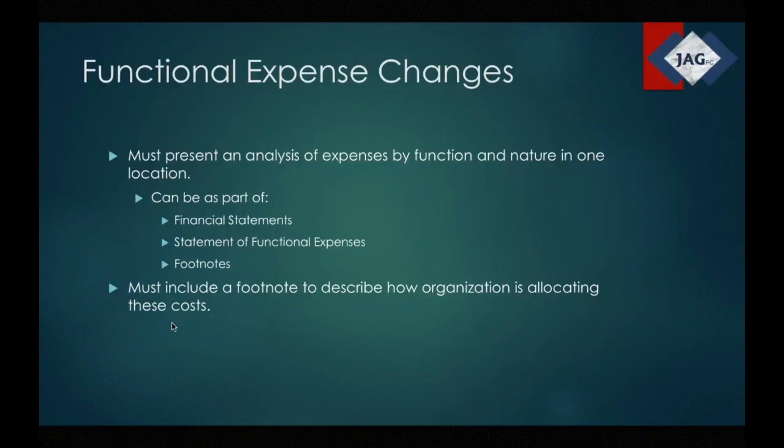So the first new requirement is that you must present an analysis of expenses by function and nature in one location in the financial statements. What they mean by that is the functional expenses need to be all in one location in the financial statements, but they don't tell you where it has to be. Now, many of you in the past have always just used the statement of functional expenses, and if you've been doing that, you can just continue to do that.